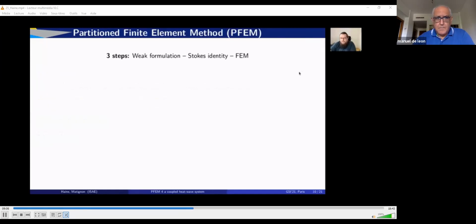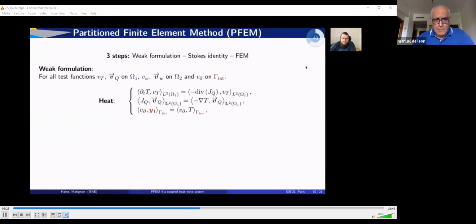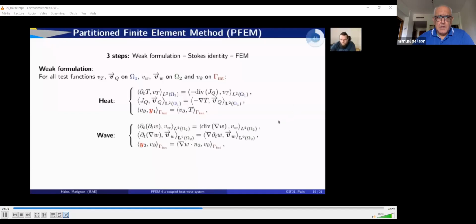So the partitioned finite element method relies on three steps. First, we write a weak formulation, we perform a Stokes identity on some lines, and finally, we apply the finite element method. So this is strongly related to the mixed finite element method. For the heat equation, the weak formulation is written like this. For the wave equation, like this, so we see here minus div, minus grad, here div and grad. And the Girard interconnection is simply this equality.